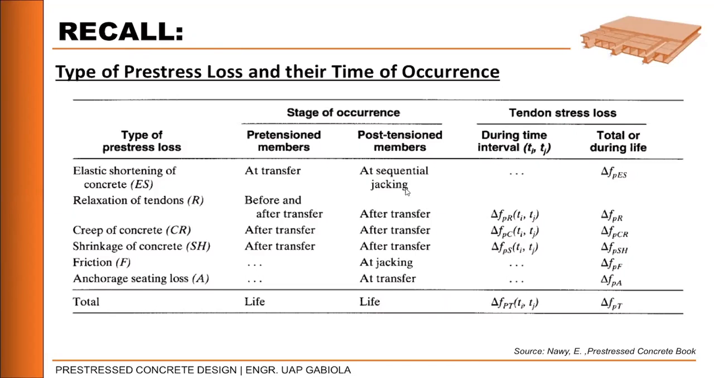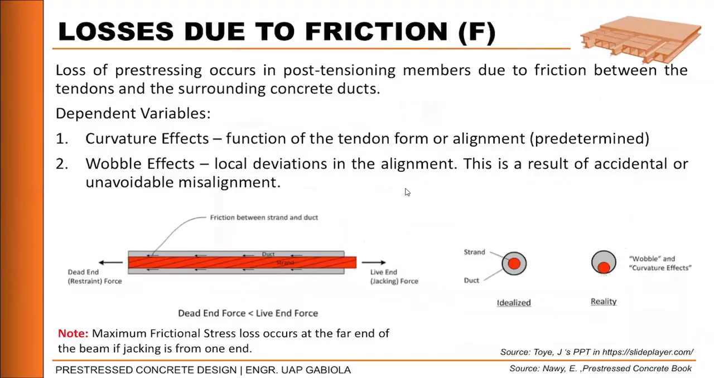Okay? So to continue, let us first start dun sa losses due to friction na tinatawag natin. And a loss of pre-stressing, of course, occurs in post-tensioning members due to friction between the tendon tsaka yung surrounding concrete ducts natin. Okay? Di ba sabi natin, yung mismong tendons natin are enclosed by a duct, no, na siya yung kapag nabuhusan natin, kasi di ba sa post-tensioning nga, nauuna yung hardening ng concrete before pre-stressing.